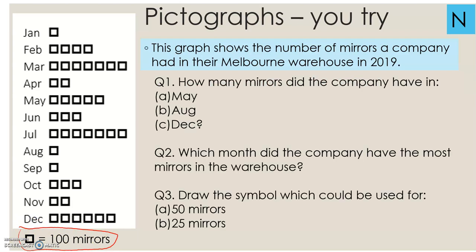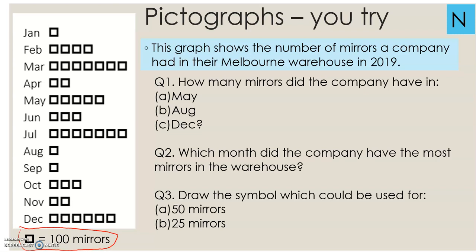How many mirrors did the company have in these months? Which month did the company have the most mirrors in the warehouse? And draw the symbol which could be used for 50 mirrors and 25 mirrors. I'm about to go through the answers, but I highly recommend at this point you pause the video, give it a try yourselves, and then have a look at my working out and answers.